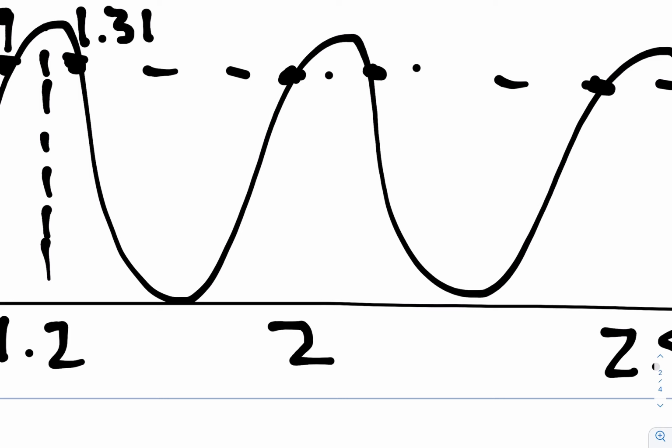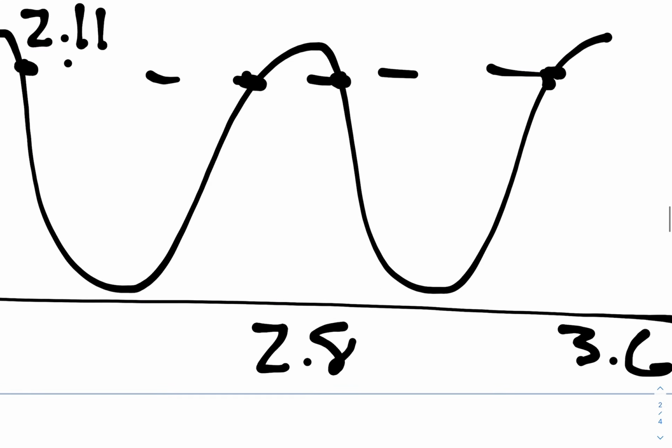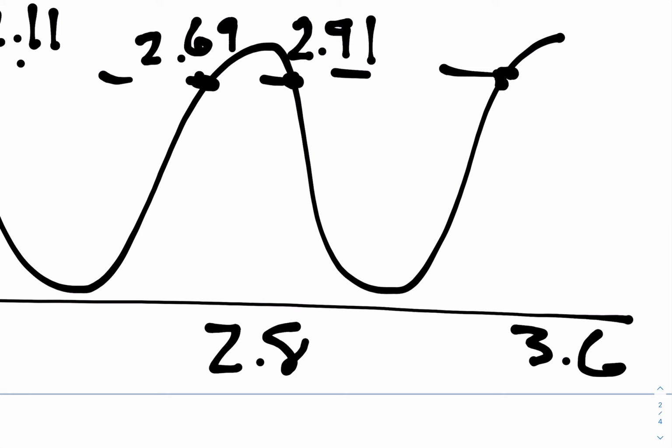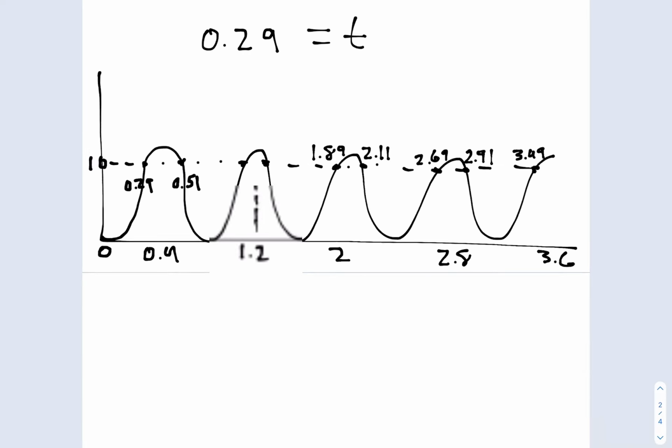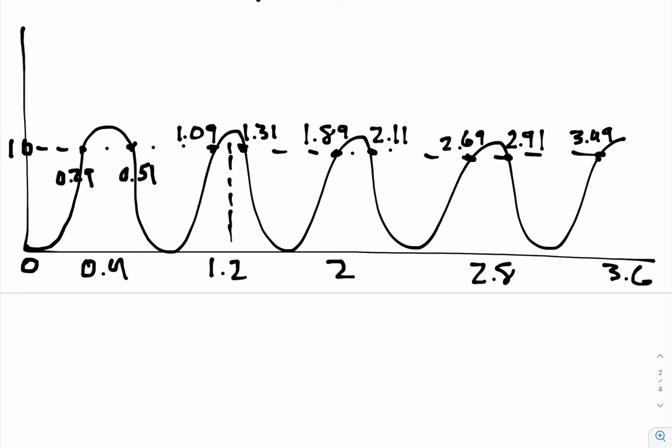So for 2, we go 2 minus 0.11. So that'll be 1.89 and 2.11. And 2.8 minus 0.11, that'll be 2.69. So it's kind of repetitive. And then 2.91. And then finally our last point will be 3.6 minus 0.11, 3.49. Okay, so this is a very rigorous question, but we just had to list all the points in which she was 10 centimeters off the ground. So all these numbers right here are the times in which she is 10 centimeters off the ground.